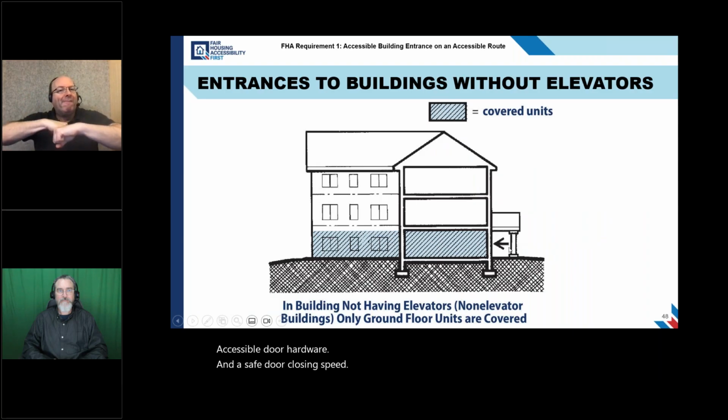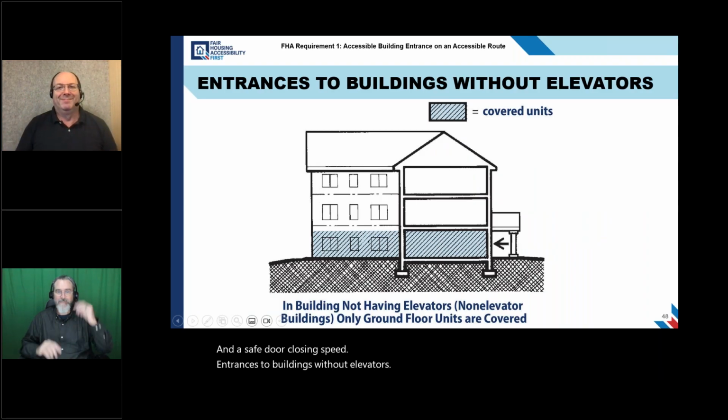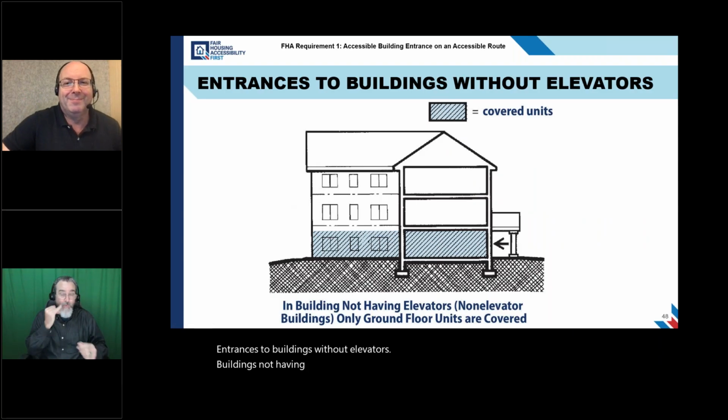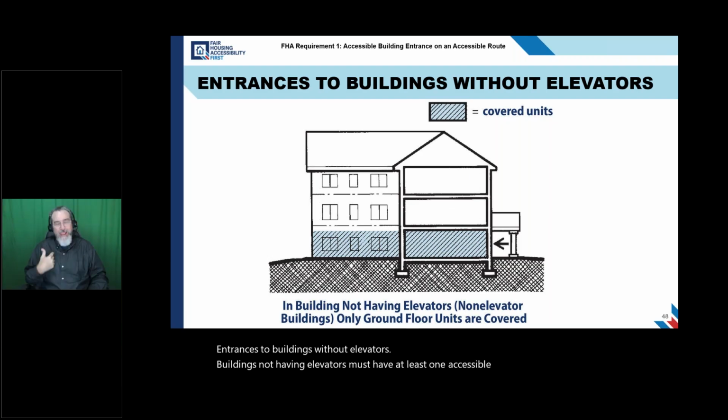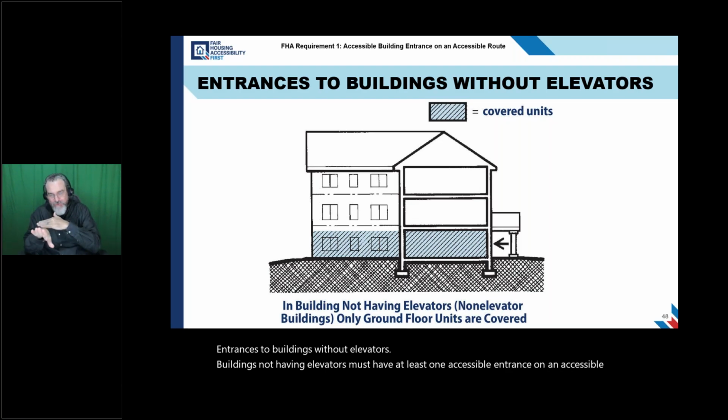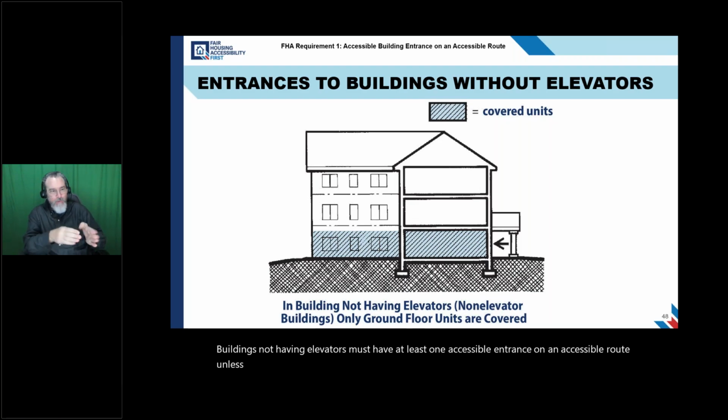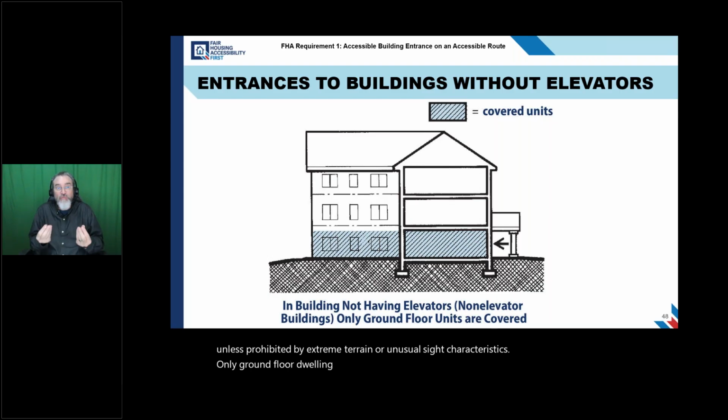Entrances to buildings without elevators. Buildings not having elevators must have at least one accessible entrance on an accessible route unless prohibited by extreme terrain or unusual site characteristics. Only ground floor dwelling units are covered in buildings without elevators, and each dwelling unit must be on an accessible route.